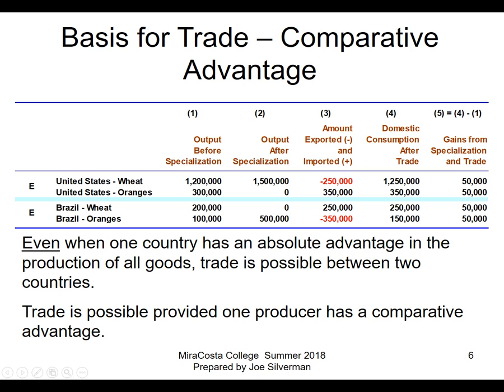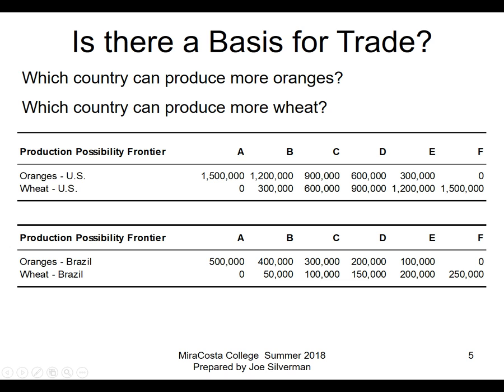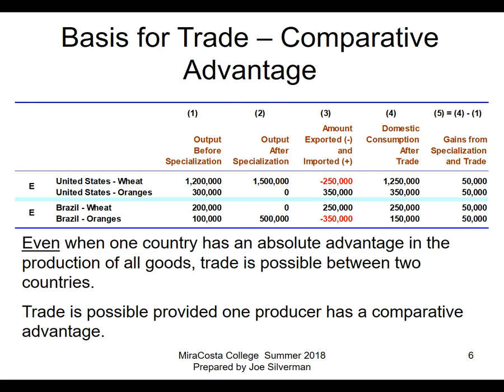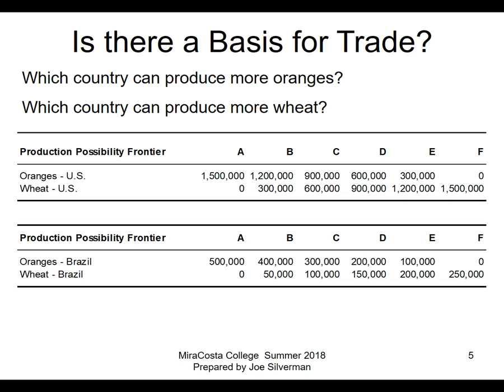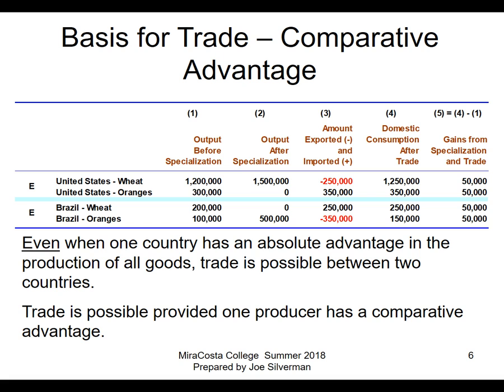This is why, if previously you looked at these numbers and you said, I don't think it's really possible for these two countries to trade because the U.S. just outproduces Brazil by so much in wheat and oranges, if that's what you concluded, you fell into what I'd like to call the absolute advantage trap. Keep in mind, there's nothing wrong with that. That's how we learn. But keep in mind that the basis for trade is not absolute advantage, being able to outproduce somebody, but the basis of trade is comparative advantage, being able to produce something at a lower opportunity cost.